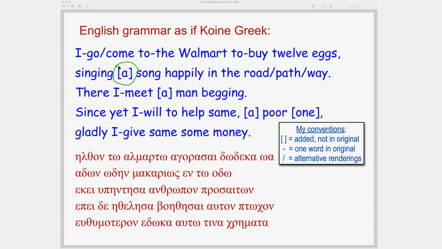Remember I said that Greek does not have an indefinite article. So here that A would normally go right there. Okay. But I can't in English say singing song. It's too awkward to make sense. And we'll talk about the articles a little bit later in more depth. I'm mostly just showing that I'm adding a word that's not there.